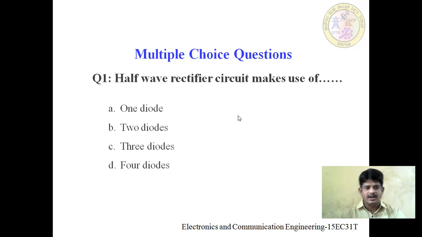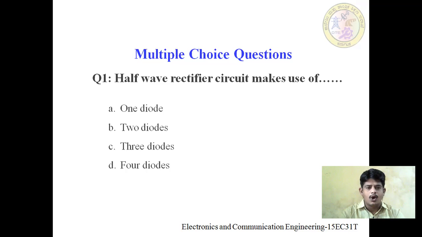I will read the question and go through the options, then I'll give some time to think and try to answer on your own. If you're not able to get the answer, then I will answer it. Let's go with the first question. The half wave rectifier circuit makes use of dash. The options are: one diode, two diodes, three diodes, and four diodes.